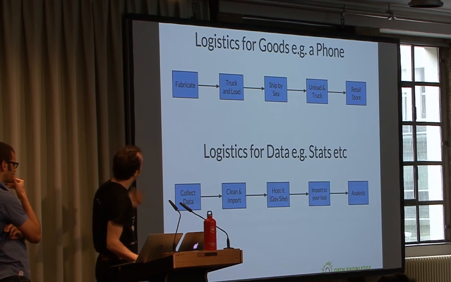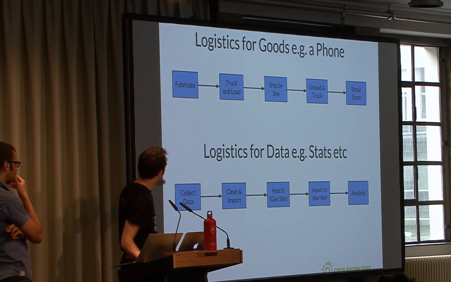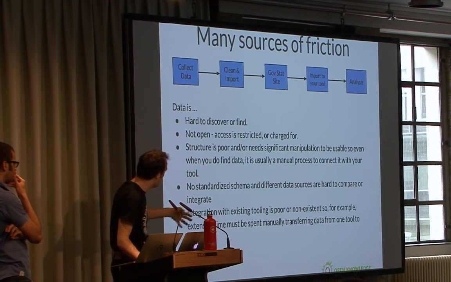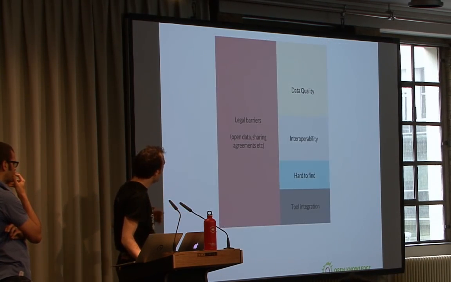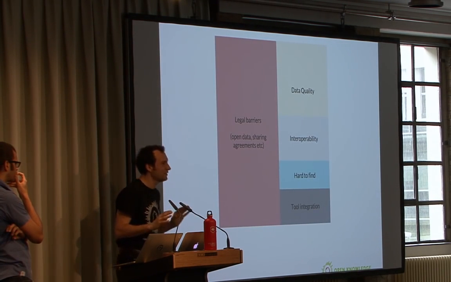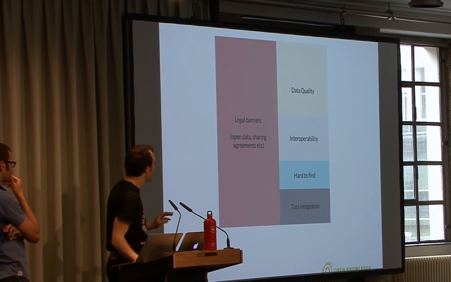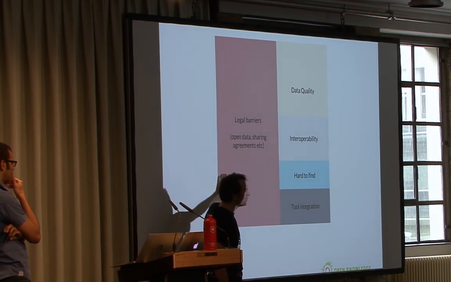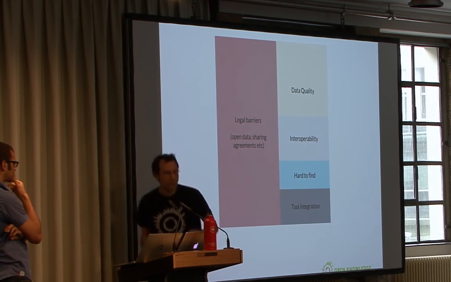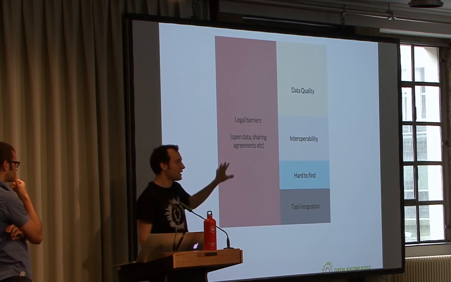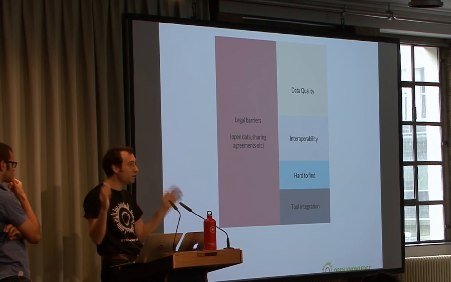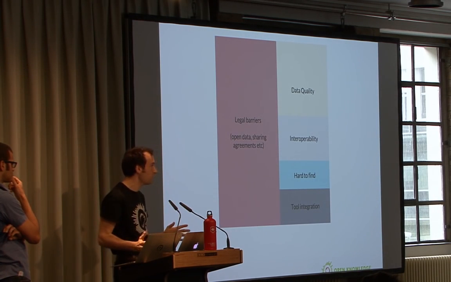And this logistics chain has a lot of sources of friction in it, basically. Data's hard to find, it's not open, its structure's poor, etc. And I'm going to do my awesome tree map of all those problems, roughly by their size. You can tell I'm not a great visualization expert. I'm just trying to explain that part of the issue in data is this side, but there's also data quality. And the reason for showing this tree map is that Open Knowledge spends a lot of time on the pink area. But Frictionless Data is not about that at all. We don't care whether your data is open, closed, or completely proprietary inside your organization.